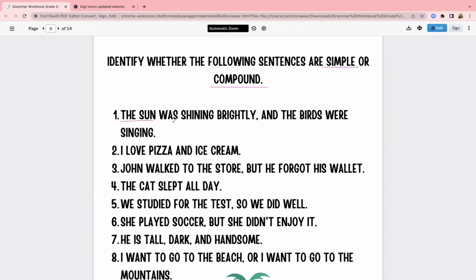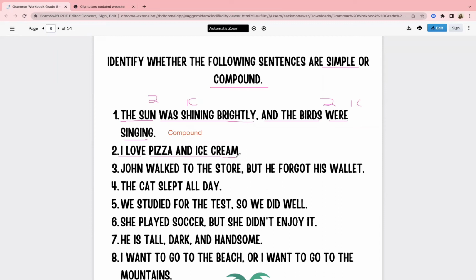Okay, so let's start with this first sentence here. The sun was shining brightly and the birds were singing. So we see in our first independent clause, we have a subject, the sun, and a predicate, was shining brightly. We have two parts of this, so we know it's an independent clause. It can stand on its own. And over here, we have the same thing. The birds would be our subject. Were singing would be our predicate. So we have two parts of the sentence, and this is also an independent clause. So since we have two independent clauses, we know that this is a compound sentence.